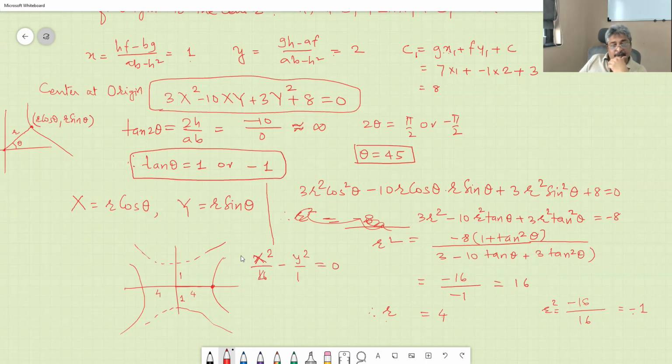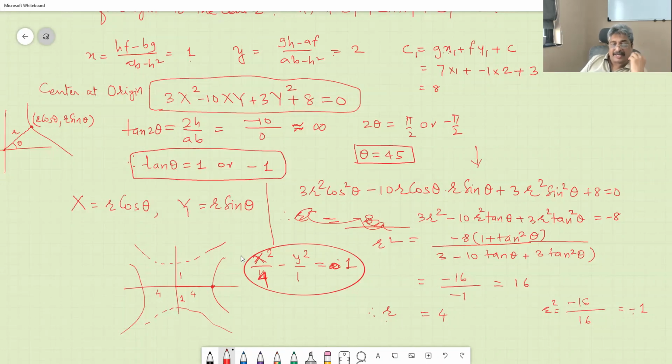x square upon 4 minus y square upon 1 is equal to 1. This is going to be your standard form of hyperbola after rotation and after shift of origin. So maybe it is up to you whether to follow this route or use your x dash cos theta minus y dash sin theta, rotate it and get back to the standard form.